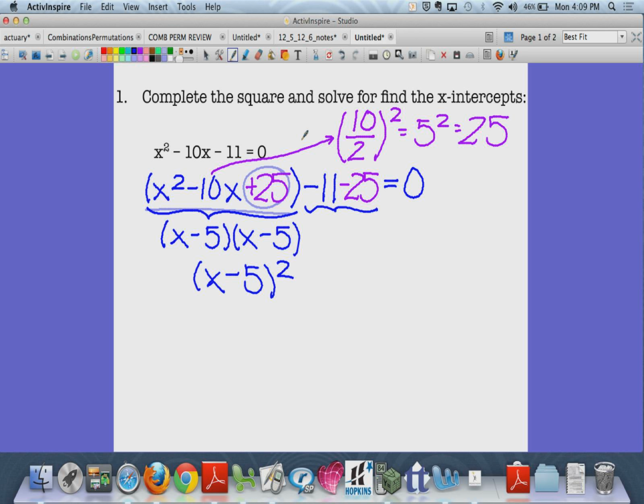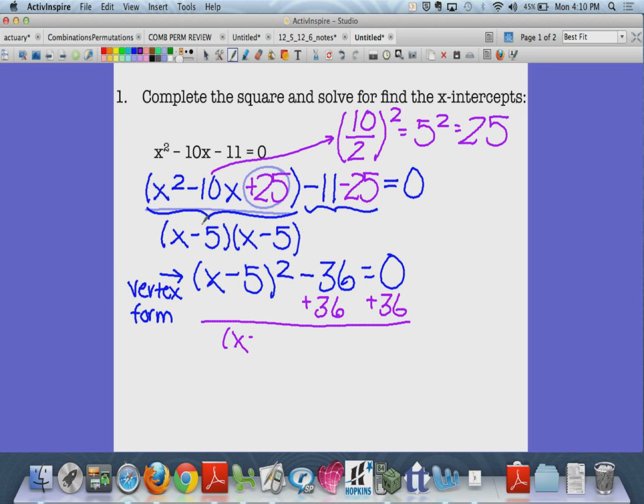And then negative 11 minus 25 is negative 36, and it's equal to 0, and I've completed the square. This is now, it started in general form, and now I've put it in vertex form, which is another way of saying I've completed the square. But we're not done. We need to solve for the x-intercepts. So we're going to un-PEMDAS and dismantle this equation piece by piece, starting by adding 36 to both sides.